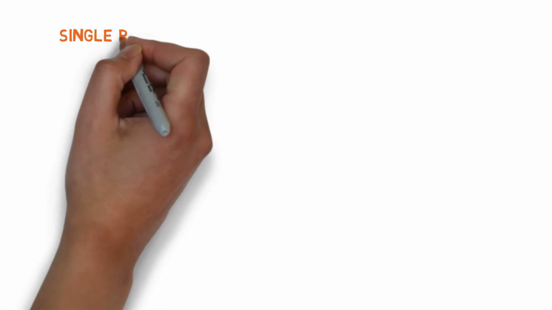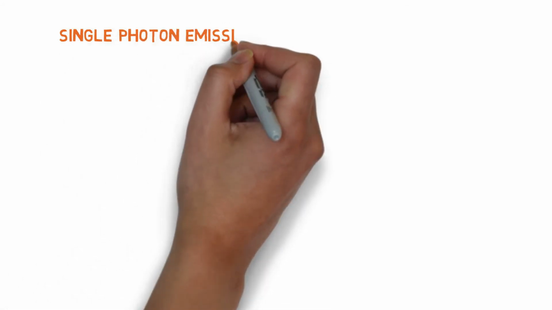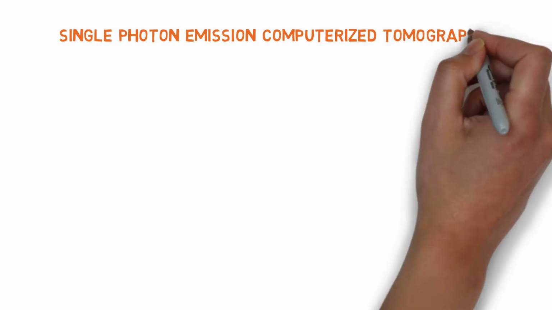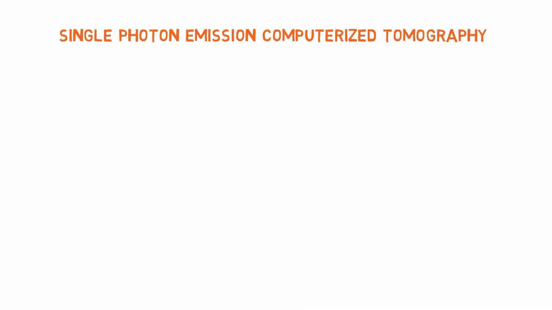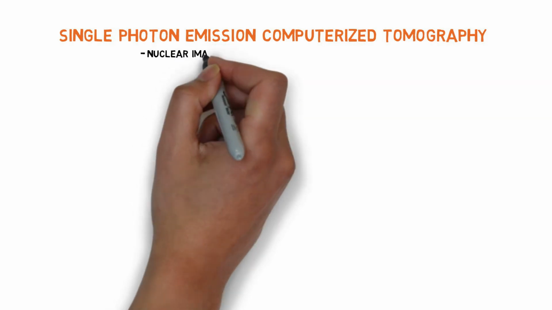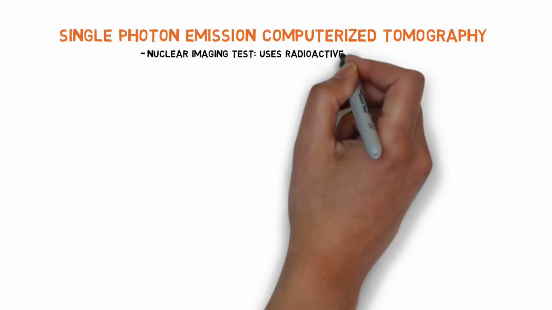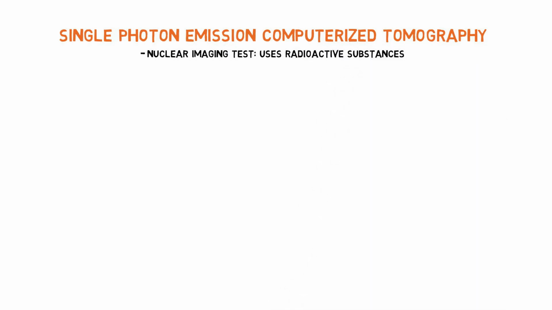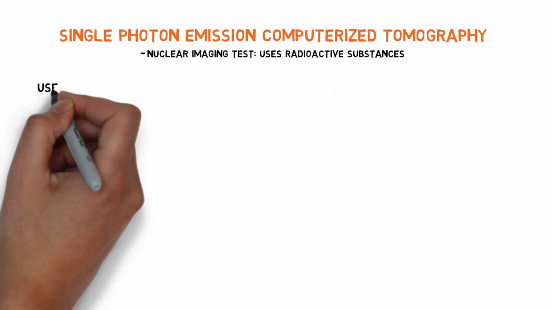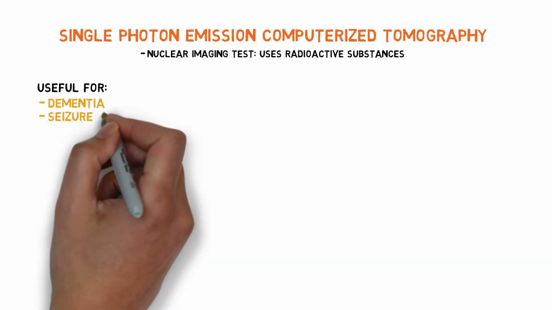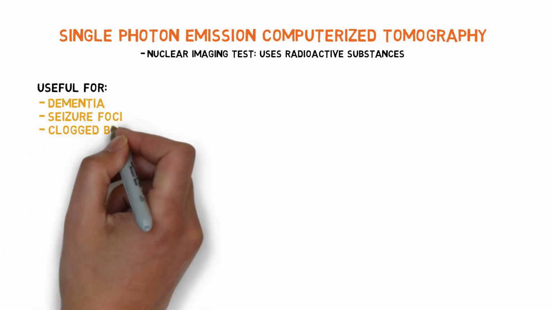Single photon emission computerized tomography, or SPECT, is also a good way to bioimage different parts of the body to show functionality. Similarly to PET, SPECT is a kind of nuclear imaging test, so it uses radioactive substances. When it comes to SPECT in the brain, it is useful for seeing regions impacted by dementia, as well as seizure foci in epilepsy and clogged blood vessels.